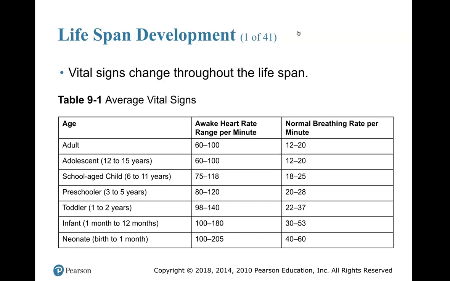If you look on the left, you see age for adult, adolescent, school age, preschooler, toddler, infant, and neonate. If you look at the awake heart rate per minute, it's from 60 to 100 in an adult. Then you go all the way down to neonate, which is birth to 1 month old. You can get heart rates from 100 to 205 beats a minute. The respiratory rate is the same way. It's lower for adults and higher for neonates. So as a child grows, the slower their heart rate, the slower their respiratory rate will be.